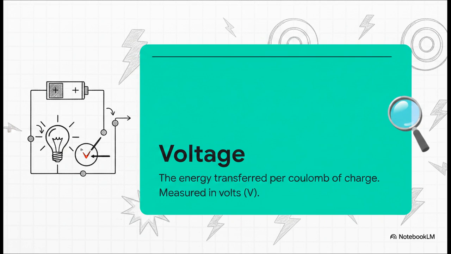The higher the voltage, the stronger the push. If you want to get specific, a voltmeter measures the energy the electrons have right before they enter a component, like say a light bulb, and then measures it again right after they leave. Those electrons give up some of their energy to make the bulb shine, right? So they have less energy coming out than they did going in. And that difference in energy, that is exactly what voltage is.